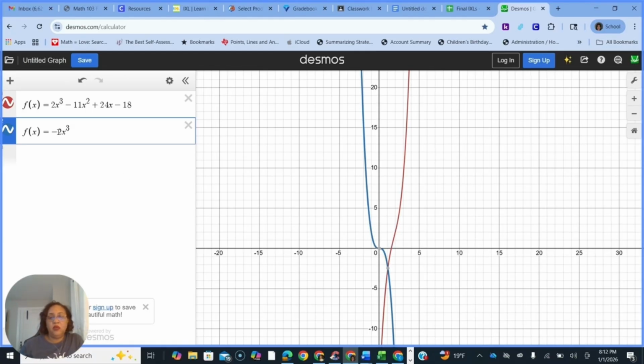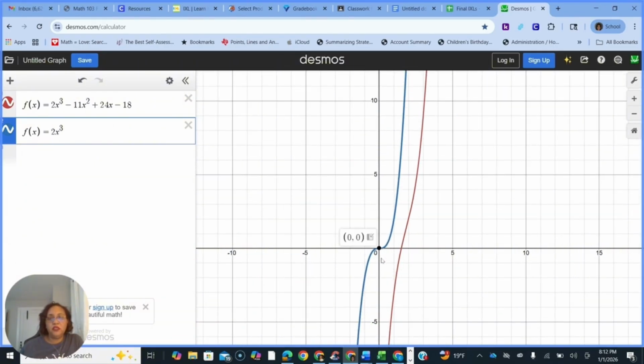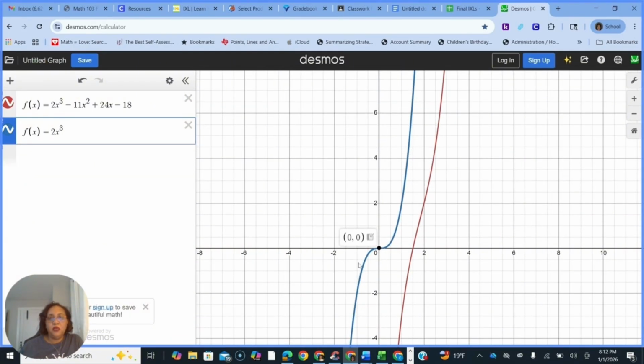But I'm just modeling the 2x to the third part, and you can see here that this is a little bit more defined. But again, if I'm moving to negative infinity, then the y value is moving to negative infinity. And if I'm moving to positive infinity for the x value, then the y value is approaching positive infinity as well. Okay?